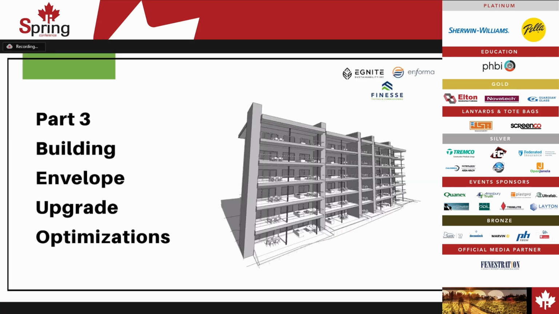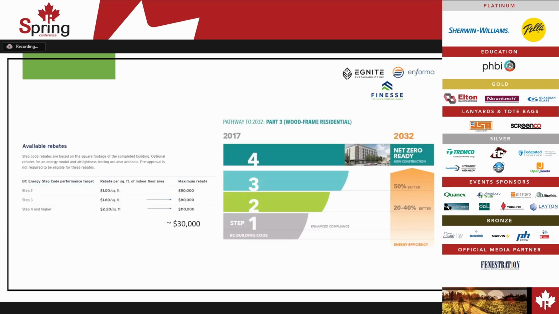This is another example of a project we're involved with under a Part 3 build. This is a 6-story, 48-unit residential building going on in the South Okanagan. The builder is required to hit Step 2 performance, but there are some rebate incentives going on through FortisBC for getting them to Step 3, which is equivalent to that 50% better metric. So there's $80,000 on the line through FortisBC for going to that standard.